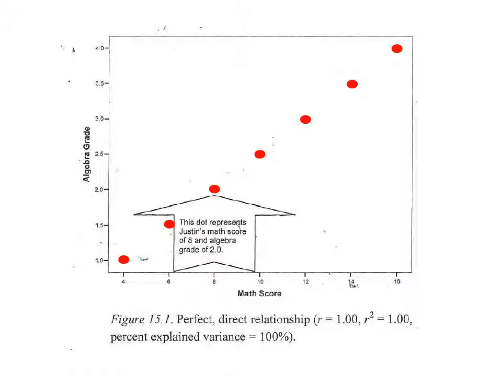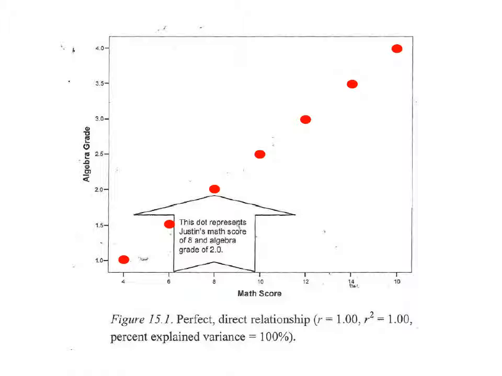Each of the red dots that you see represents two scores for one student. For example, the dot for Justin shows that he had a score of 8 on the math test and an algebra grade of 2.0, or a grade of C, in the algebra class. Because the relationship is perfect, the dots follow a single straight line. In addition, because the relationship is direct or positive, the dots go from the lower left corner to the upper right corner.